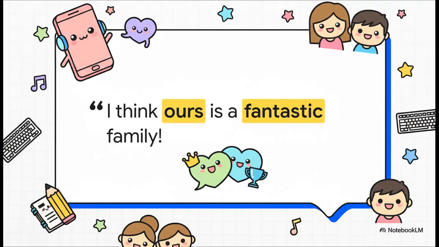And hey, here's another pro tip. We can make our writing even better by using the grammar we've learned, like those possessive pronouns. So instead of just listing things, look at this sentence. I think ours is a fantastic family. See that word, ours? Using words like that is a really cool way to show that feeling of belonging.